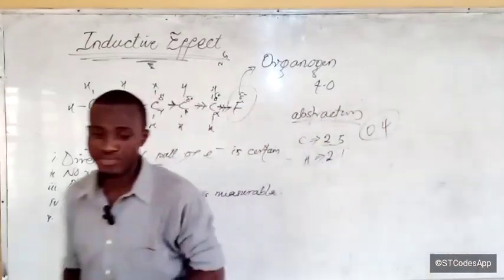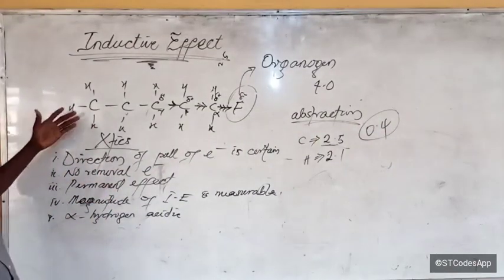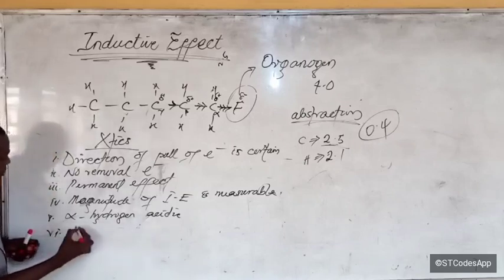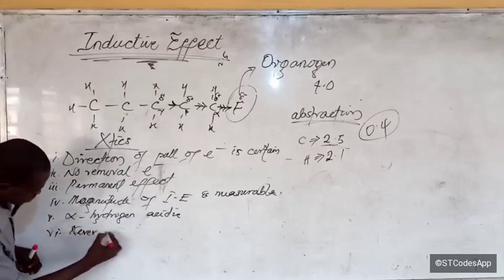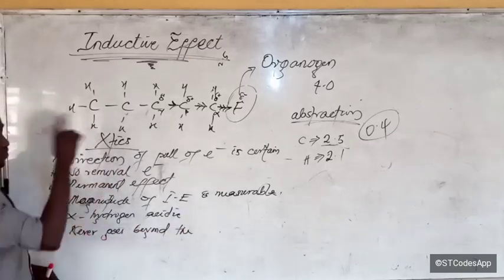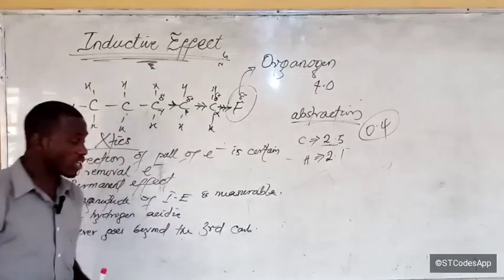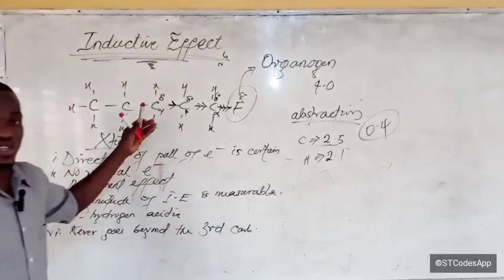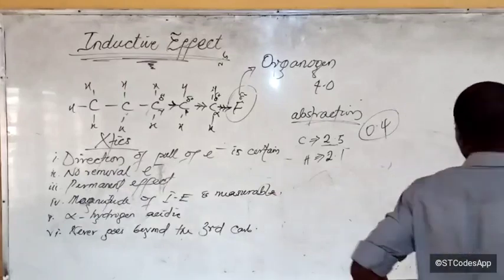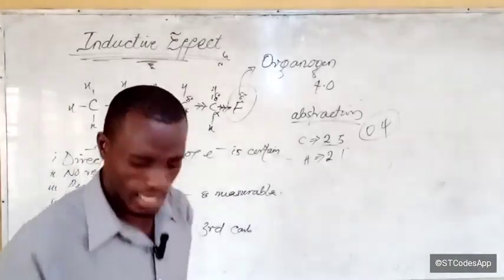The other characteristic is that the pull never goes beyond the third carbon. The effect fades off. The effect is almost not felt after the third carbon. So now we are going to be talking about the factors affecting inductive effect.